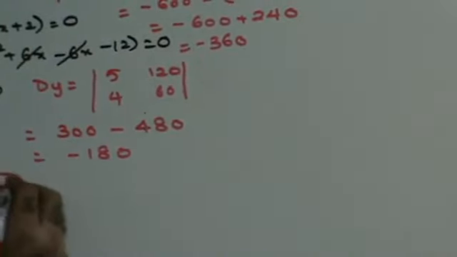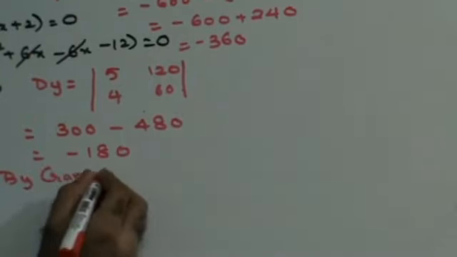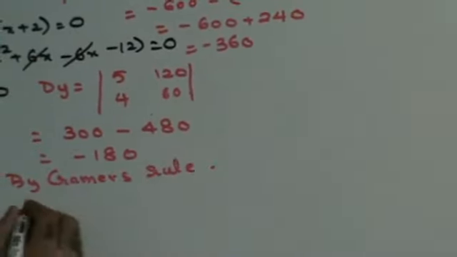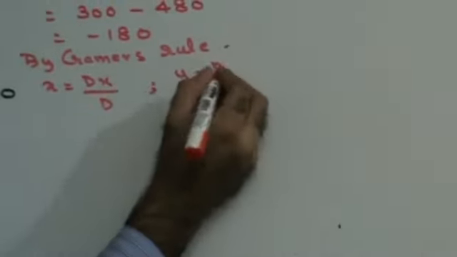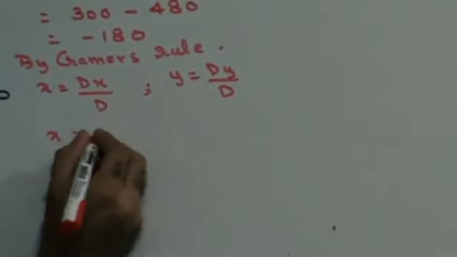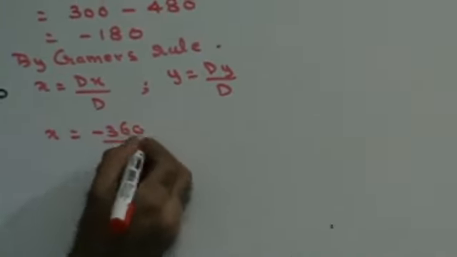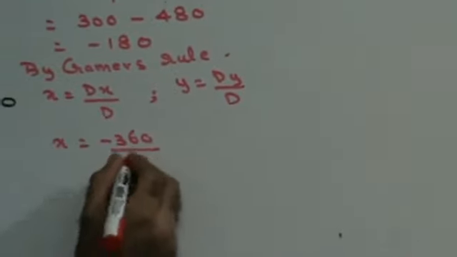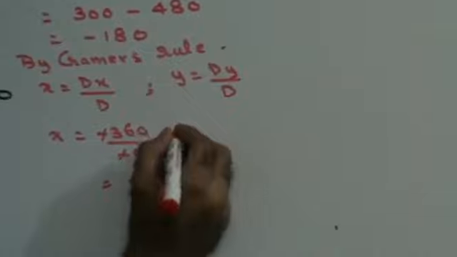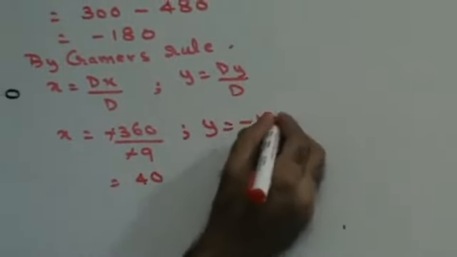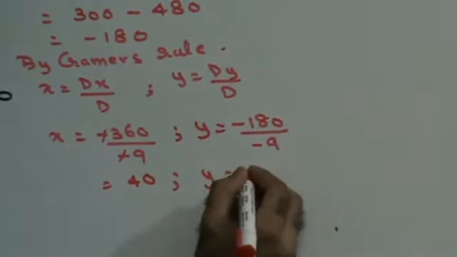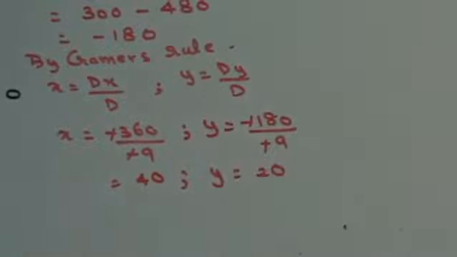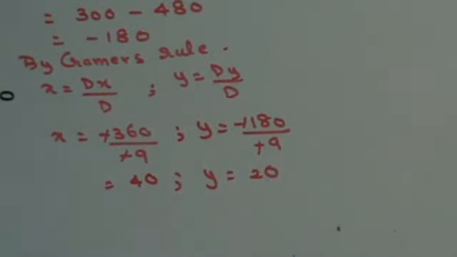Once you have this, then you apply Cramer's rule. By Cramer's rule, x is dx upon d and y is dy upon d. So x is going to be dx, minus 360, upon d, minus 9, and y is dy upon d, minus 180 upon minus 9. So minus minus, 40. So x is going to be equal to 40 and y is going to be equal to 20. Fine, do we get this?